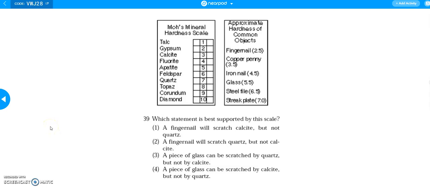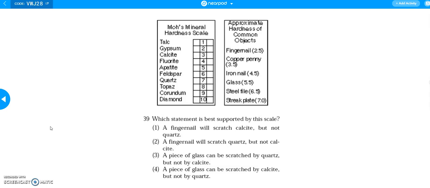And let's take a look at a typical Regents question. Which statement is best supported by the scale? 1, a fingernail will scratch calcite, but will not scratch quartz. So calcite has a hardness of 3. Your fingernail has a hardness of 2.5. So no, a fingernail cannot scratch calcite because 2.5 is lower than 3. 2, a fingernail will scratch quartz, but not calcite. False. Fingernails cannot scratch quartz because quartz has a hardness of 7.